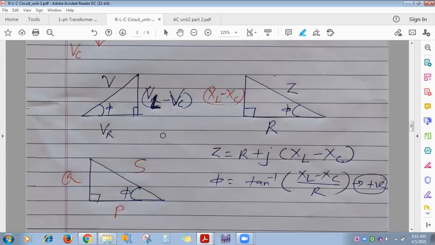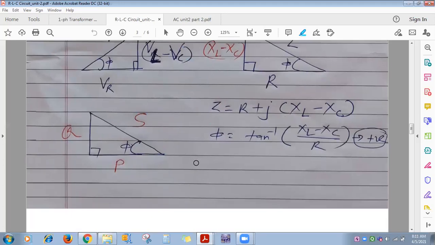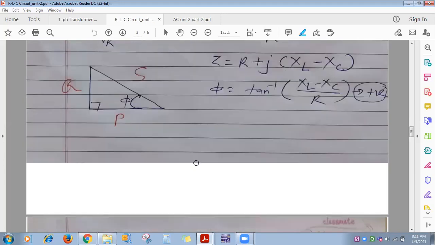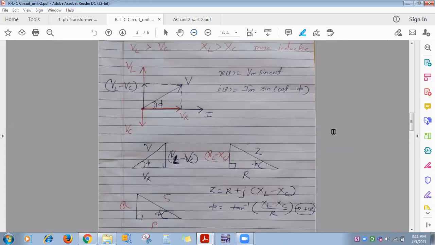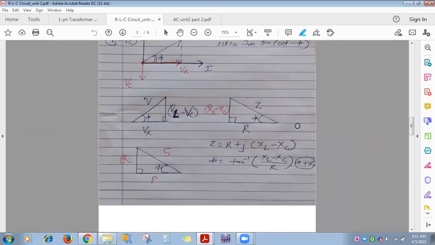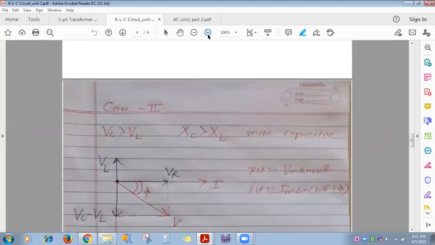Okay, so this is about the voltage triangle, impedance triangle, and power triangle. Any difficulty with the first case? You got it? Yes. Okay, if you have any difficulty, ask me. I'll go on explaining. If you have any difficulty, please ask me.